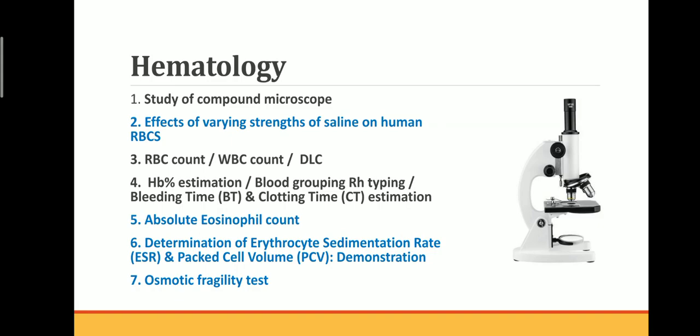There are other experiments which are usually meant for demonstration purposes. It means the student is not supposed to do it. Only the teacher will do the experiment, and he will demonstrate it for the students. They are absolute eosinophil count, determination of erythrocyte sedimentation rate or ESR, determination of packed cell volume or PCV, and osmotic fragility test. In some medical colleges, effect of varying strengths of saline on human RBCs is performed by students, and in some medical colleges it is kept only for demonstration. It depends on the college.